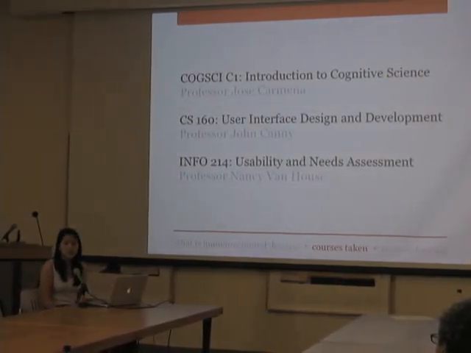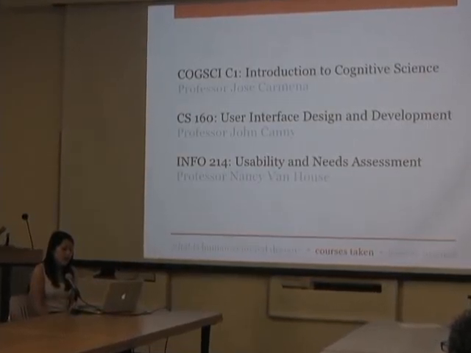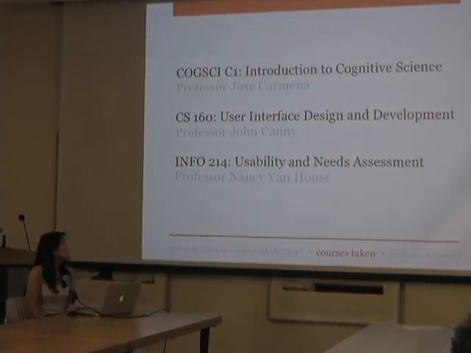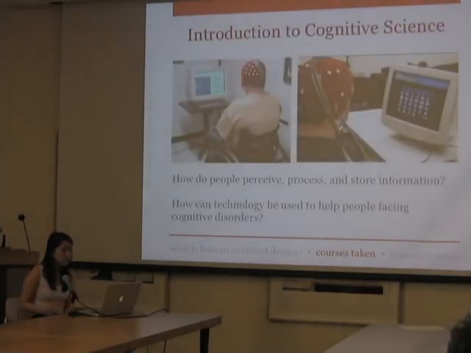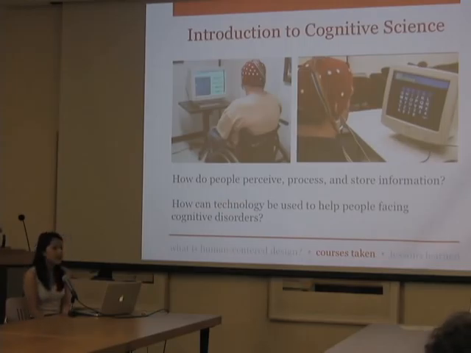For my 3 courses for the HCD course thread, I took Cog Sci 1, which is Intro to Cognitive Science, CS 160, which is User Interface Design and Development, and Info 214, Usability and Needs Assessment. So cognitive science is the study of how our brains process information. So perception, language, reasoning, and emotion.